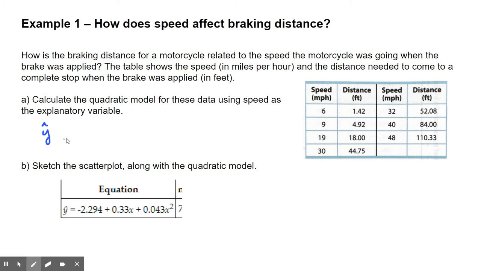Now you're going to see in Edge Elastic, you can't enter y hat. So I want you to put y hat, just like that, equals, okay? But this is really the symbol y hat. So this is what you'll put in Edge Elastic: y hat equals, and again, I want this part first, 0.043x squared plus 0.33x, and then minus 2.294. And that's your quadratic model right there, okay?